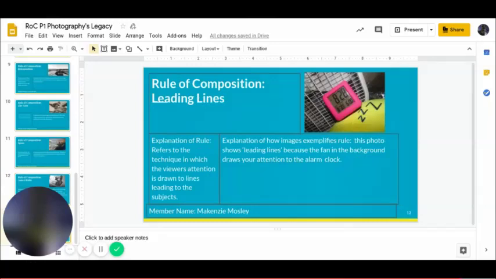Leading lines. This composition refers to the technique in which the viewer's attention is drawn to lines leading to the subject. This photo shows leading lines because the fan in the background draws your attention to the alarm clock.